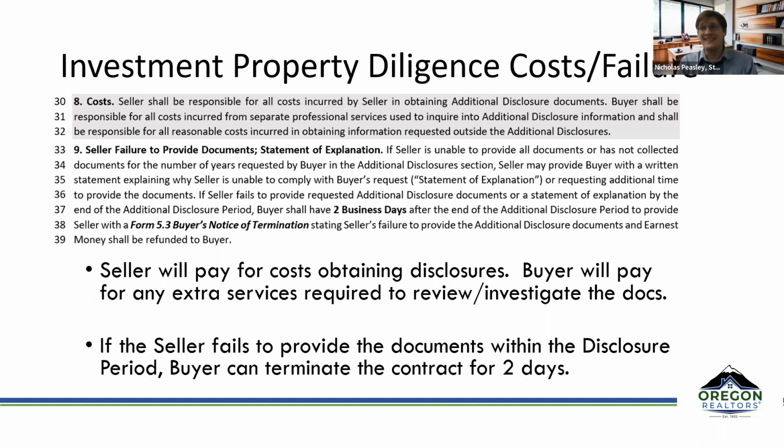Seller does not comply. They can't give you the right documents, fails to provide all the things they're supposed to. At that point, at the end of the additional disclosures period, the buyer can say, look, seller, I asked you to provide the profit loss statements and you didn't. I'm terminating the contract. It's over because you did not provide the documents that were expressly requested.